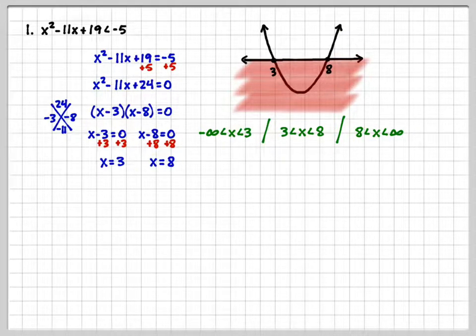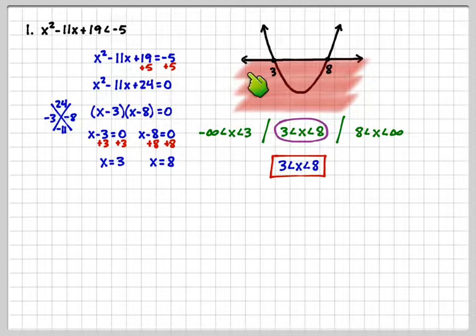Now from here we have to figure out which one of those inequalities we want. Notice the part that I shaded: how many parts of the parabola are there in the shaded region? There's only one part. It is the part that goes from 3 to 8. So that is the piece we're looking for. Our final answer is 3 is less than x is less than 8. In other words, that parabola is less than that line, less than -5, over that interval. So that's number 1.